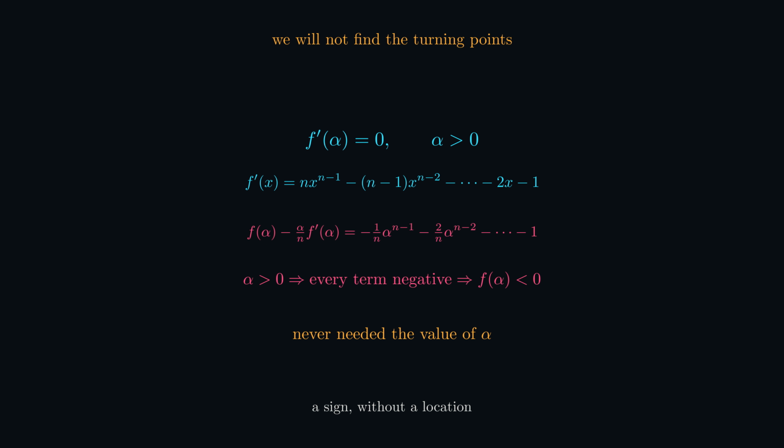Multiply that equation by alpha over n and subtract it from f of alpha. Every power of alpha survives, but each coefficient comes out negative: minus 1 over n, minus 2 over n, and so on. Since alpha is positive, every term is negative. So f of alpha is negative. That is the whole argument, and it never once needed the value of alpha.